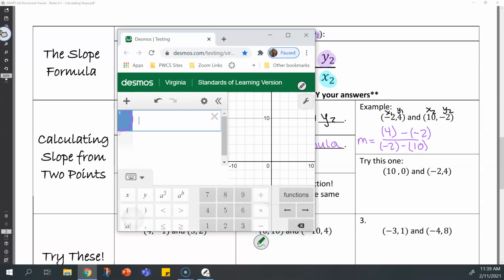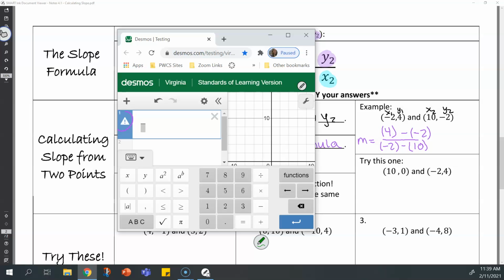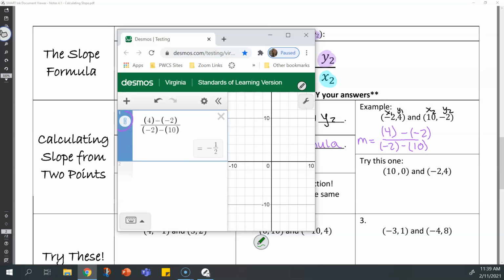Again, I'm going to open a fraction by pressing the dividing sign. Then I'm going to type exactly what I see. Parentheses 4 minus parentheses negative 2. Then on the bottom, negative 2 in parentheses. There we go. Minus 10, also in parentheses. Again, it wants to give me a decimal to start with, but I don't like decimals when I'm working with a slope. So I'm going to press this button and turn it into a fraction. This will reduce to negative 1/2.